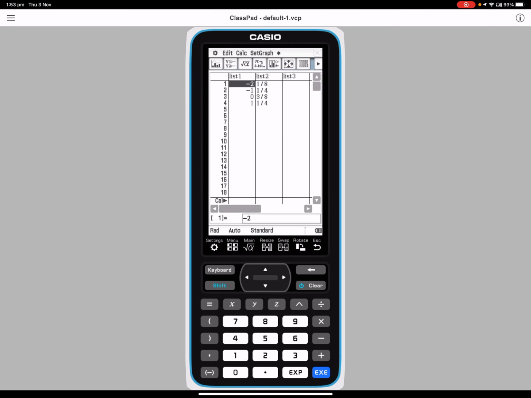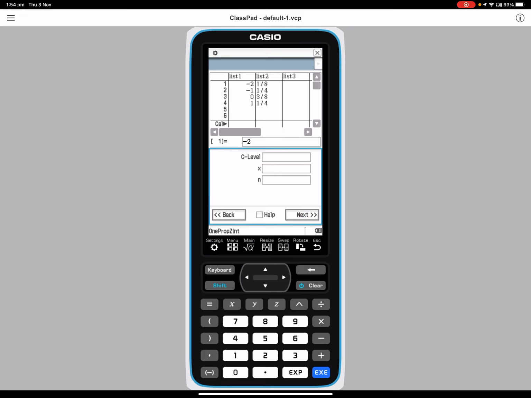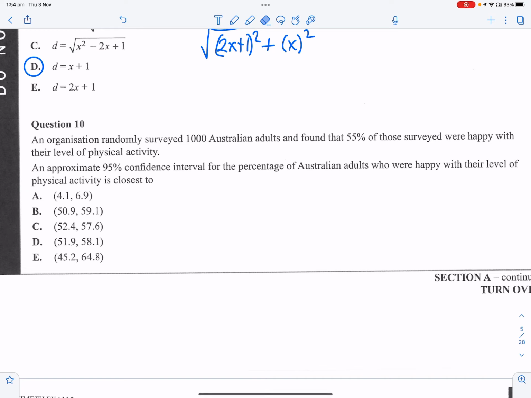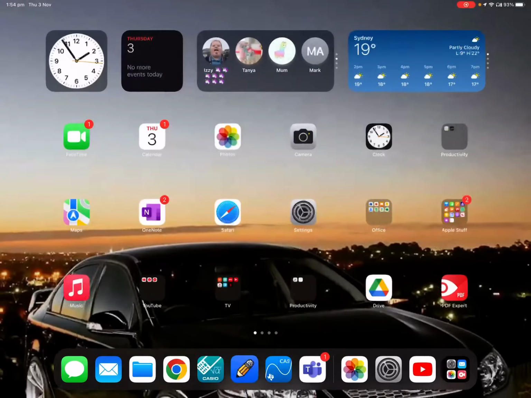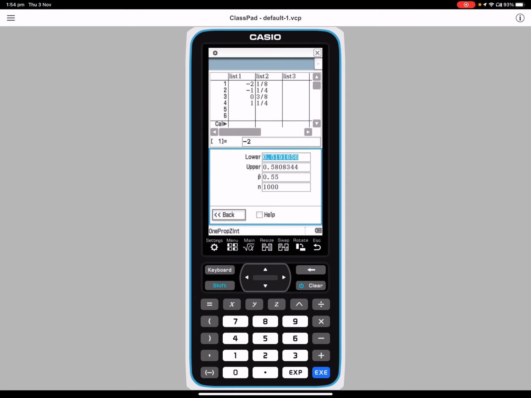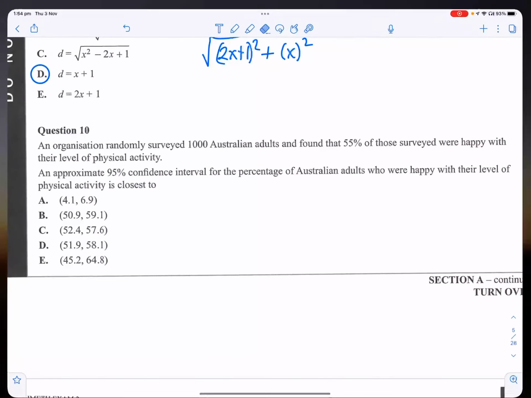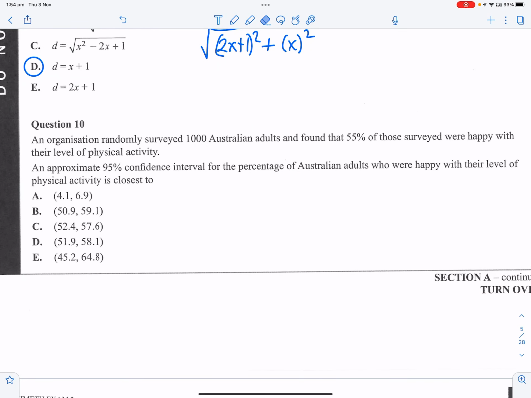And we want a 95% confidence interval. So 1 prop z int, 95, 550 out of 1,000, 0.519 for the percentage. 51.92, 58.51.92.